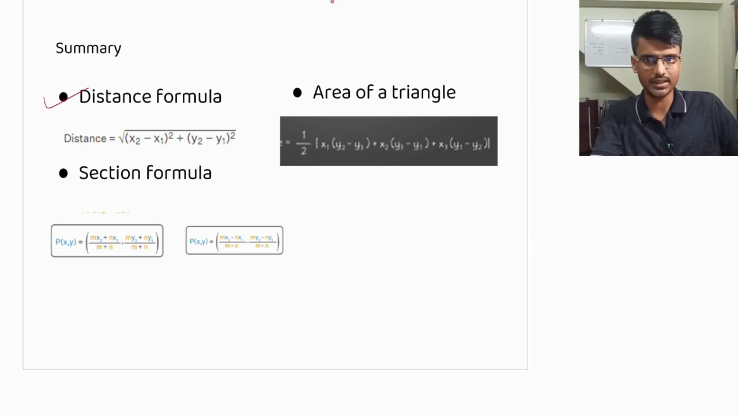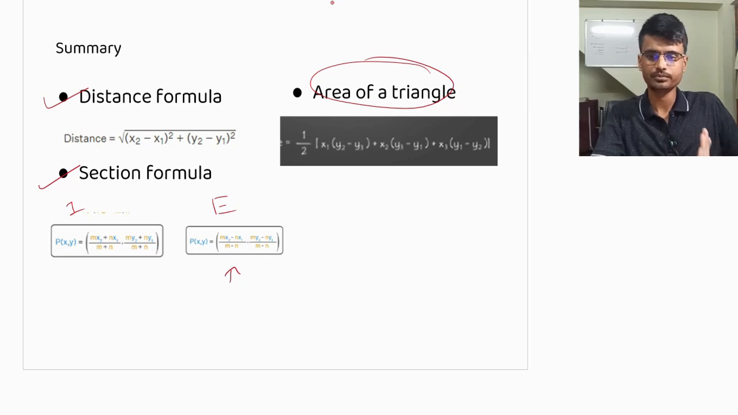First we studied the distance formula, which is x2 minus x1 whole square plus y2 minus y1 whole square inside square root. Next is the section formula. This is very important, for internal and for external. Mx2 plus nx1 by m plus n, comma my2 plus ny1 by m plus n. Similarly for external, here I have to just put the minus sign. Then we saw the area of a triangle, that is 1 by 2 x1 y2 minus y3 plus x2 y3 minus y1 plus x3 y1 minus y2. These are very basic formulas, you can remember them. Just remember these formulas, this will help you in your examination.